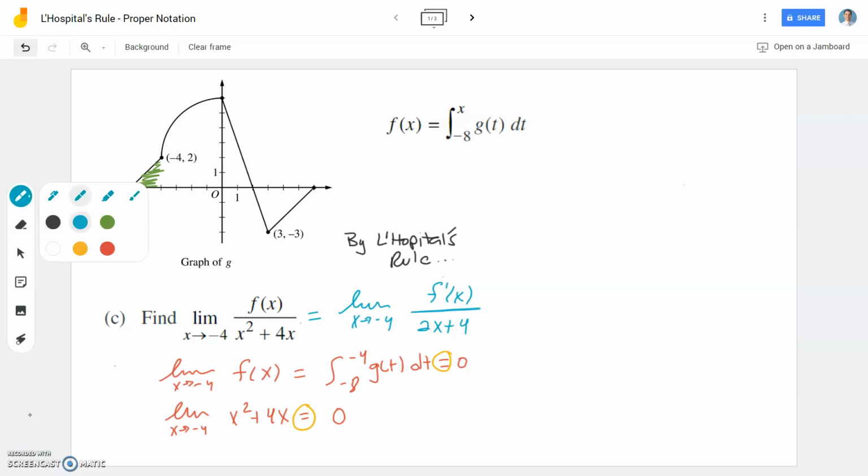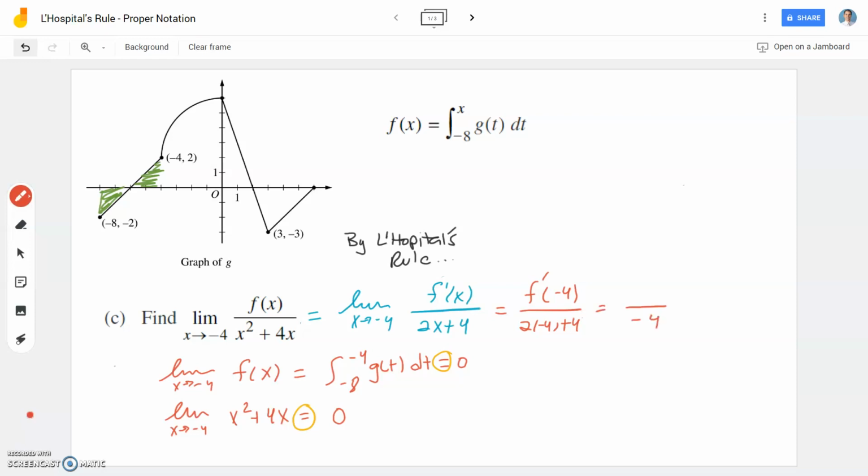Now that we've applied L'Hopital's rule, it's time to go back to our method of direct substitution. So we can plug in -4 for x in the numerator and the denominator. Notice the denominator is no longer equal to 0. You can see that plain and simple.